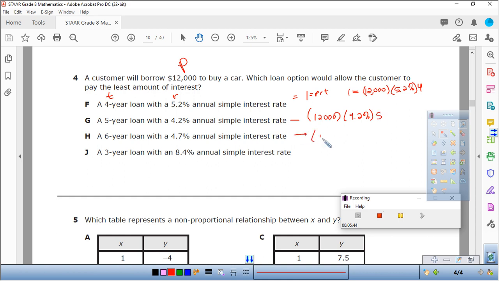This next one will again be 12,000 at 4.7% times 6. This next one will be 12,000, oops, I forgot this one, times 8.4% times 3. Yeah, it's going to be real fun, but we can do it. So remember these numbers, and I'm going to pause and start doing the calculator.